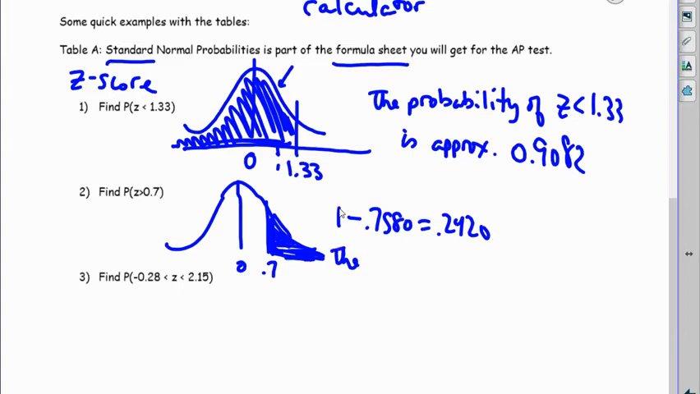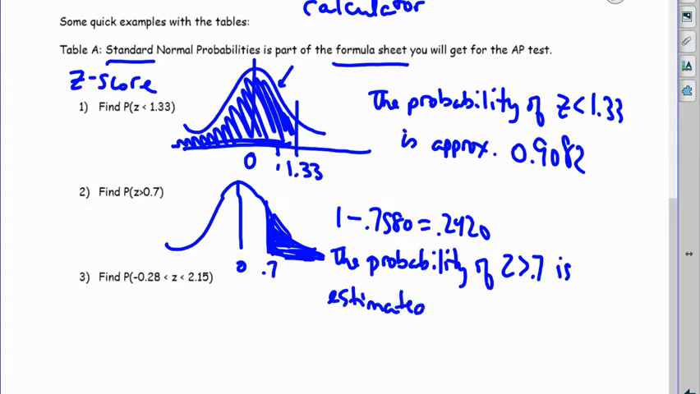And now let's write a sentence. The probability of z greater than 0.7 is estimated to be 0.2420. Look how fresh and exciting I changed the wording. I kept it really fresh and exciting. All right, yeah, well, okay.